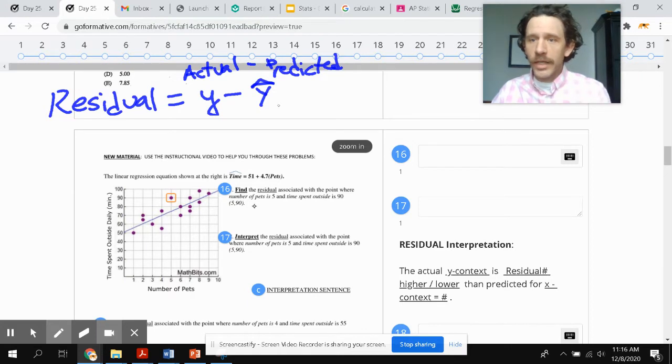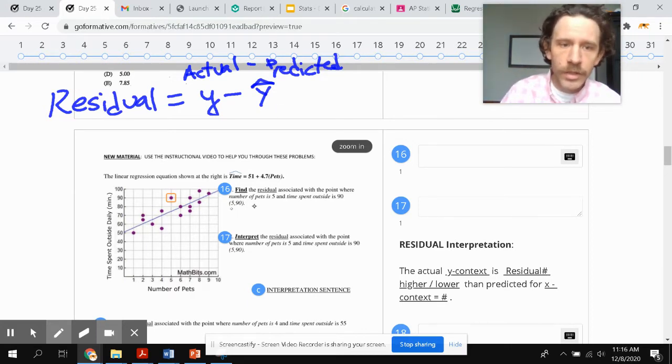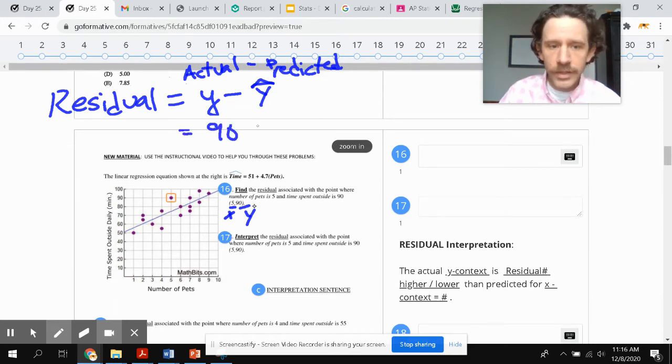So when I highlight my question here for number 16, I'm going to need the x, and I'm also going to need the y. So here's my x, 5, and here's my y, 90. So we already have the y. That's our 90. What I need now is the y hat, the predicted, and that's where the x comes in. So we calculate the y hat. In this case, we see that as time.